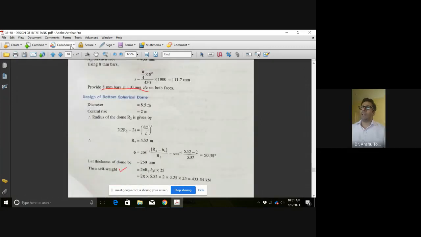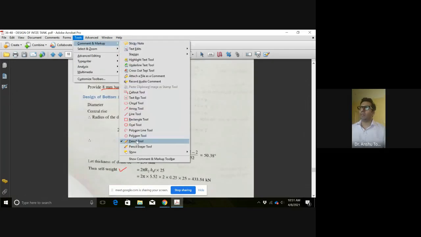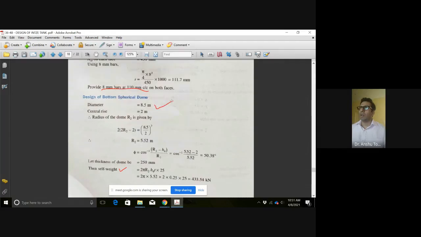Diameter is 8.5. This we know very well. Central rise is 2 meter. That is at the center of the spherical dome, which is 2 meter. At the drop on the other side, it is 2.8 meter. Because this we have evaluated earlier also.